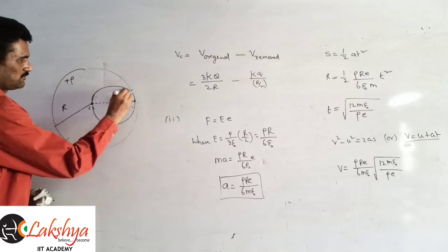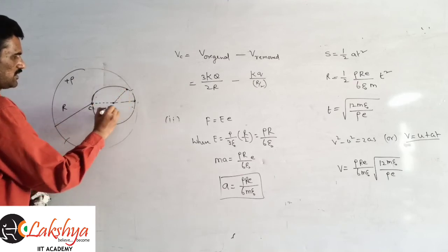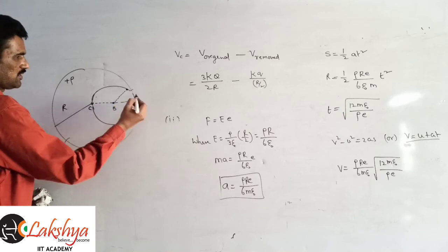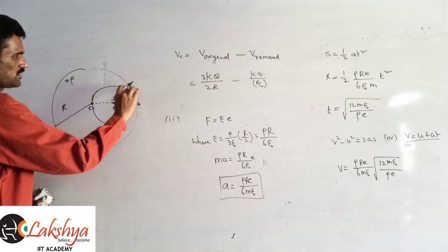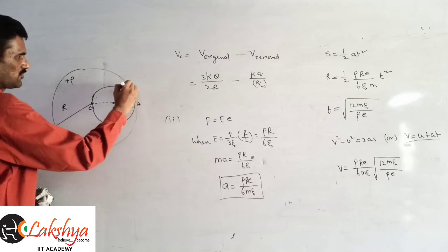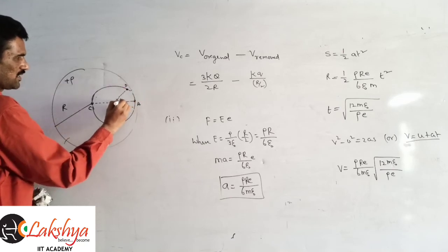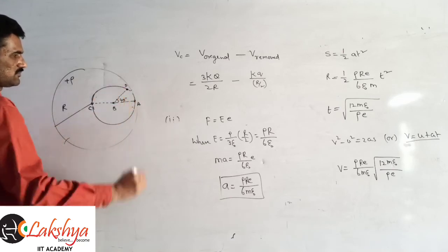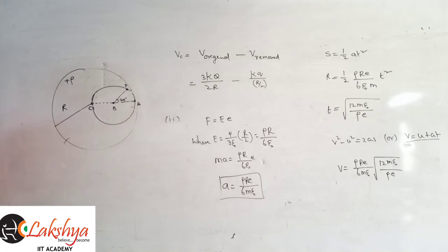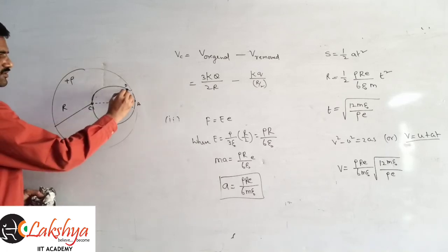This is C, B and this is A. We are releasing from this point, suppose say D. This is our point D, which makes an angle of 45 degrees here with the line ABC. So we are releasing the electron from rest here. An electron is released from this point here.